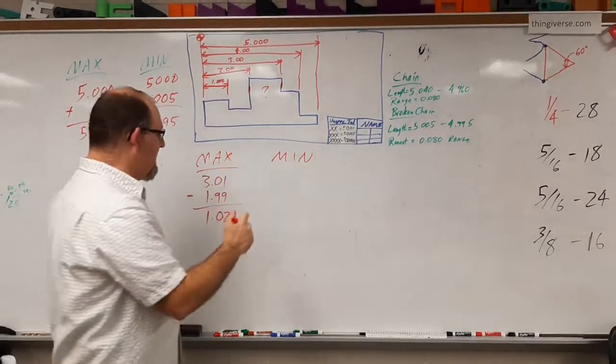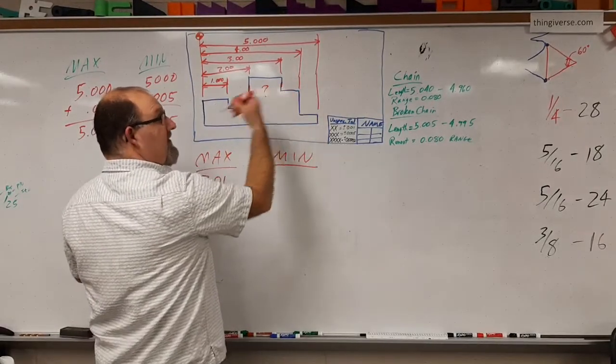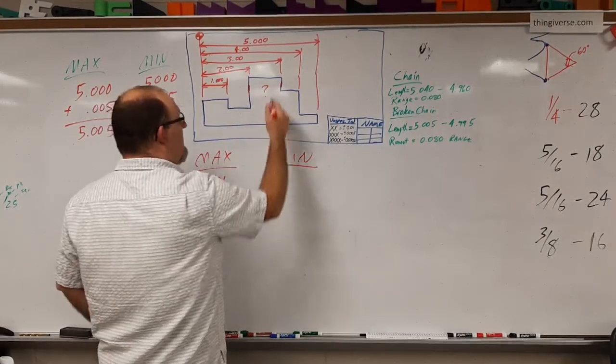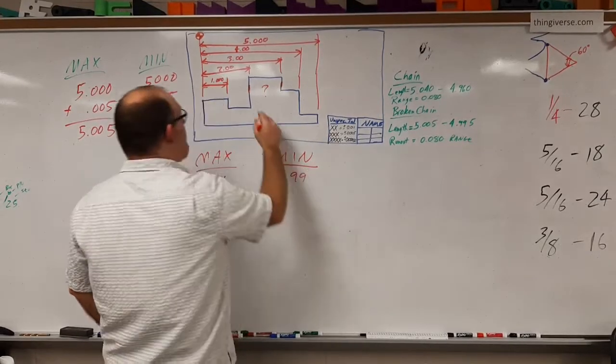Now we want to look at the minimum. The minimum, we would do the same thing, but in reverse. So this edge here would go in as far as it can go. This edge here would go out as far as it can go. So going in from this edge would be 2.99.